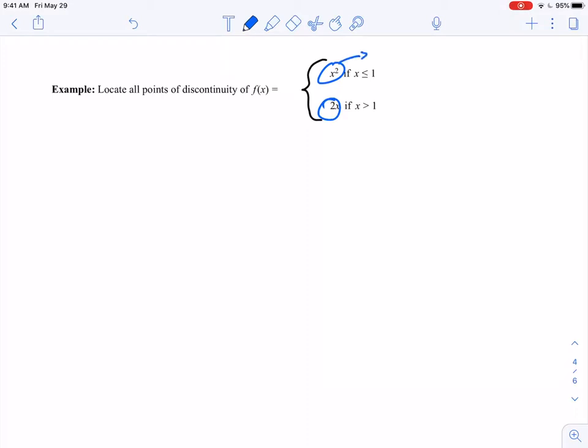x squared, well, that's a polynomial. That's continuous everywhere. So that's continuous on negative infinity to positive infinity. And really what that tells me is how that function is defined is not going to be an issue. So I don't need to worry about it. 2x, same deal. Also a polynomial. So it's also continuous on negative infinity to positive infinity.